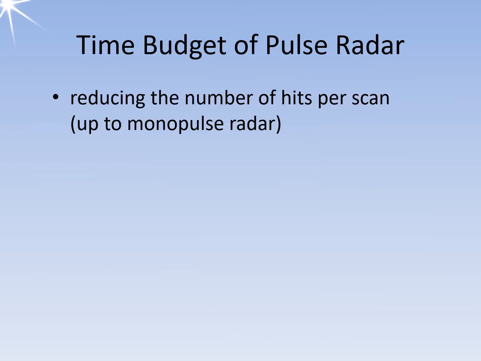This time budget explains some ways to get around the maximum range limitations. One possibility is to reduce the necessary hits per scan. Consequently, this measure leads to a monopulse radar, which means a higher circuitry effort. In surveillance radar, overreaches may be suppressed, but these overreaches can be exploited selectively with satellite radar.